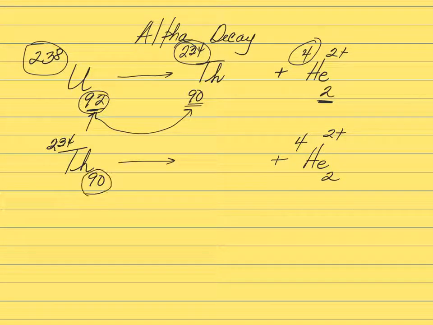What happened to the atomic number? Since 2 protons were leaving the nucleus, it's going to decrease by 2. If I have an atomic number equal to 88, do I have the same element?